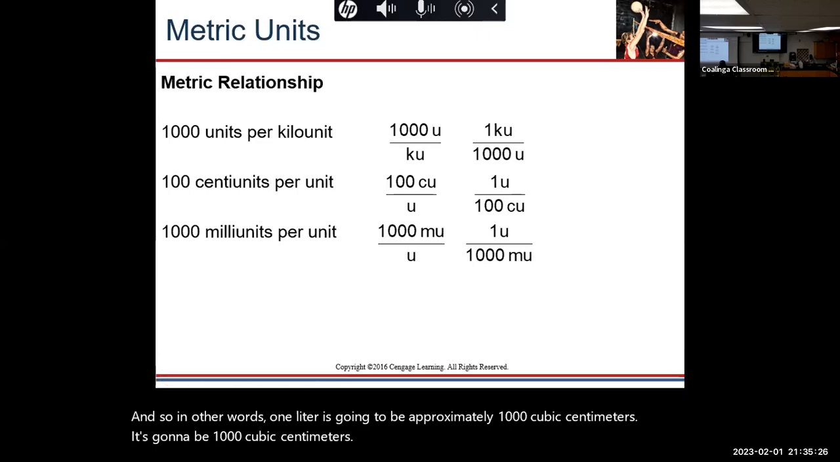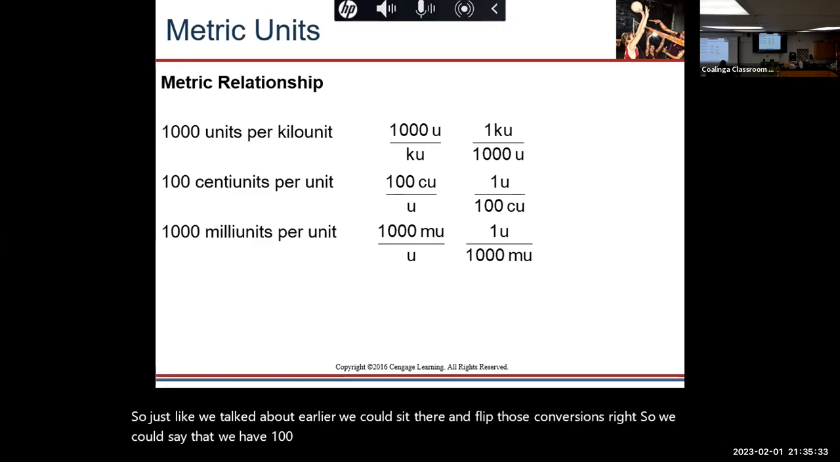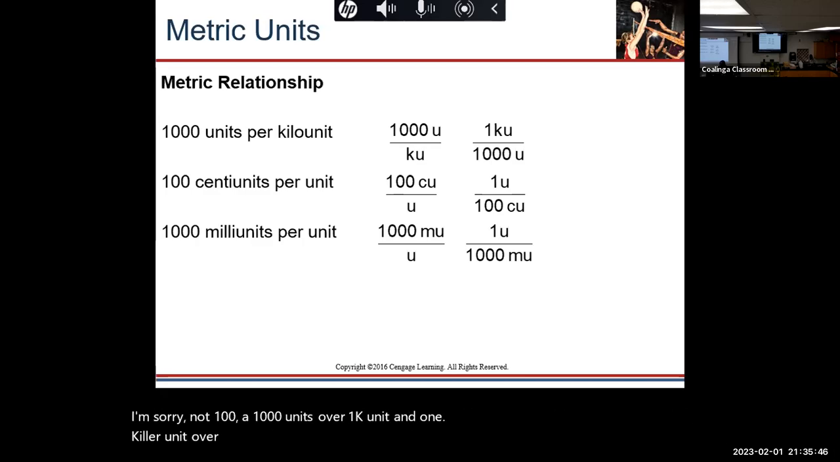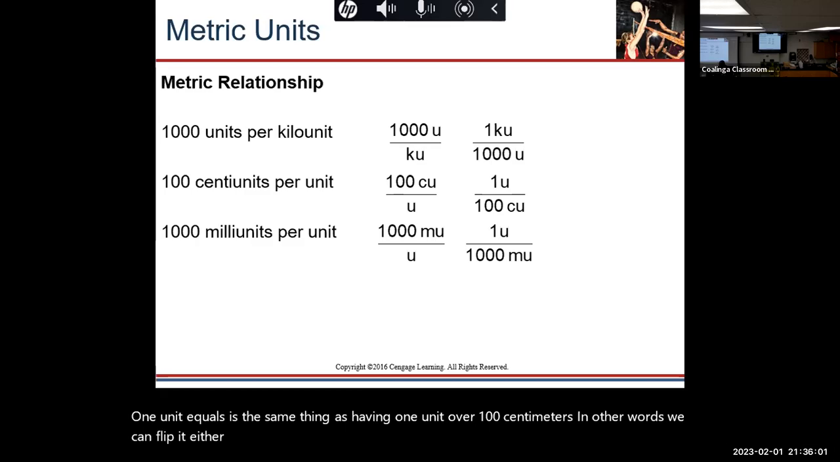So just like we talked about earlier, we can flip those conversions, right? So we can say that we have 1,000 units over 1 kilo unit, or we can say we have 1 kilo unit over 1,000 units. Or we can say the same thing in terms of centa. So 100 centa units over one unit is the same thing as having one unit over 100 centa units. In other words, we could flip it either way to get our equations the way that we need.